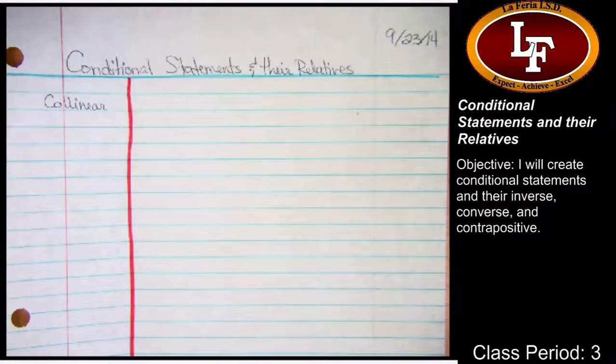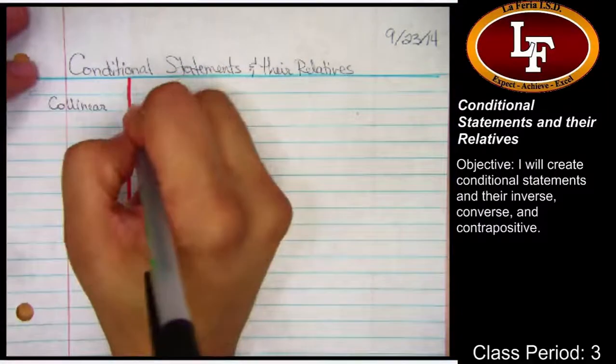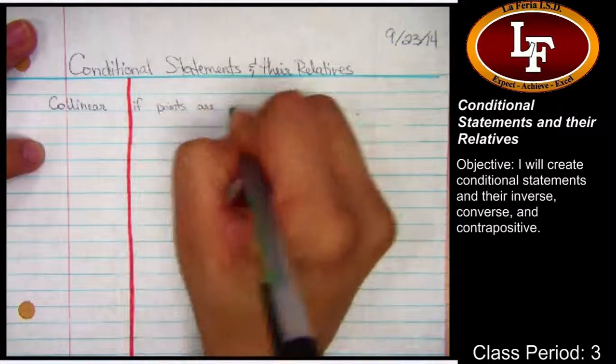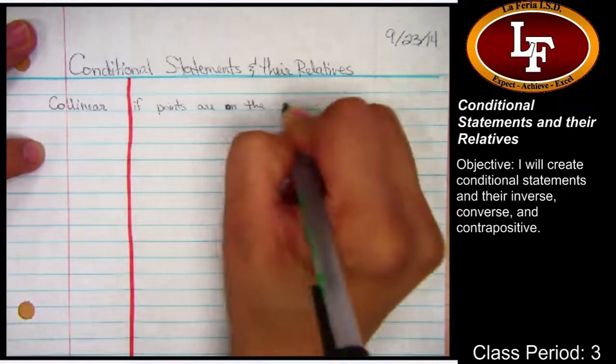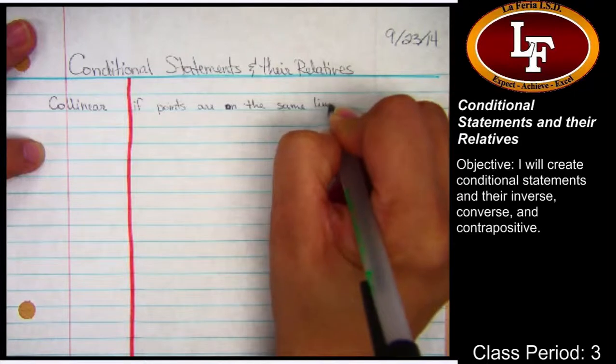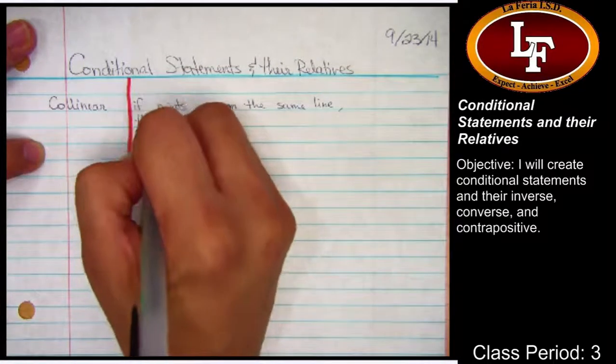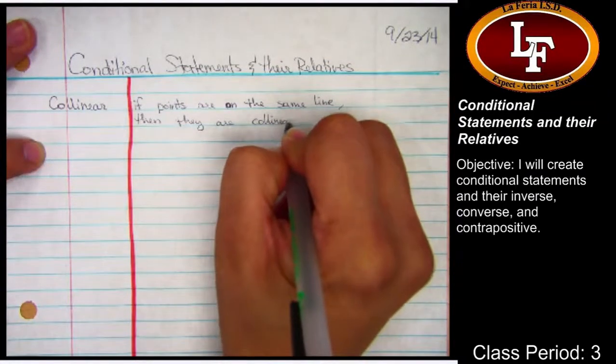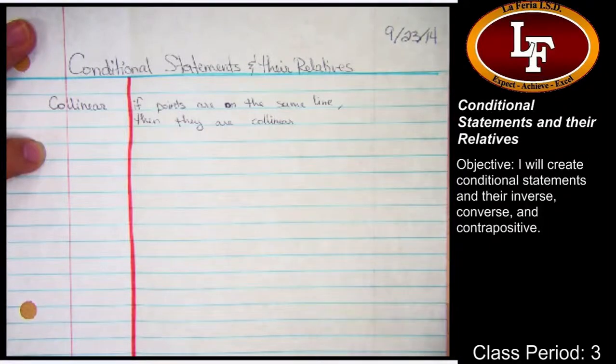But how would you write that definition as an if something, then something else? How would you write points on the same line? If points are on the same line, it's collinear. Beautiful. If points are on the same line, then they are collinear. So we'll write that as our original conditional. If points are on the same line, then they are collinear. Beautiful.